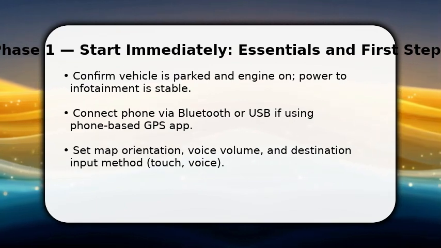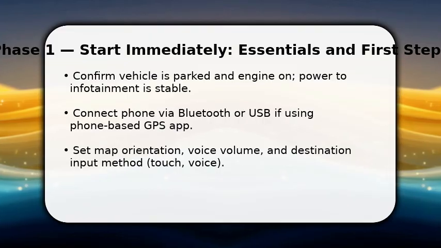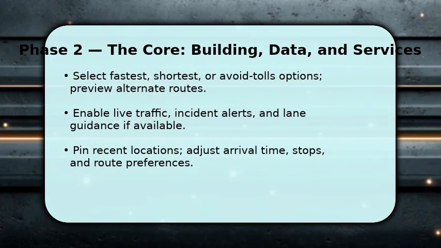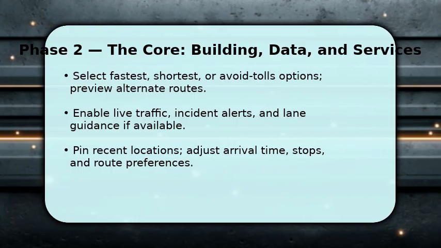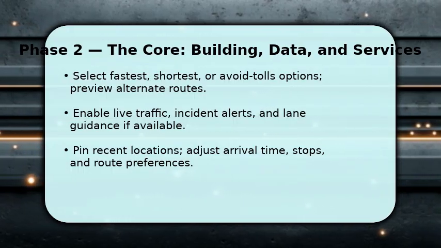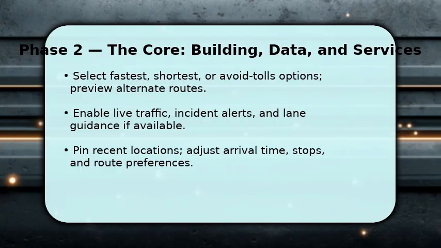Once a route appears, inspect alternatives. Tap alternate routes to compare time, distance, and toll exposure. Make sure live traffic and incident layers are on so the map can reroute around slowdowns. This reduces delays and stress.